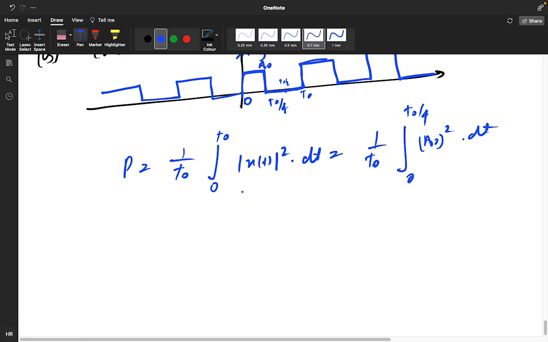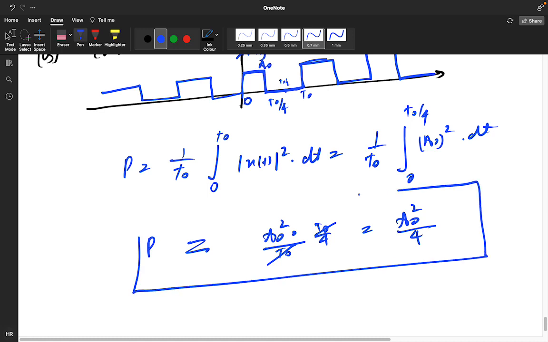So what is the power you are getting here? A naught square into t naught by 4 divided by t naught. So the power you are getting is A naught square by 4.